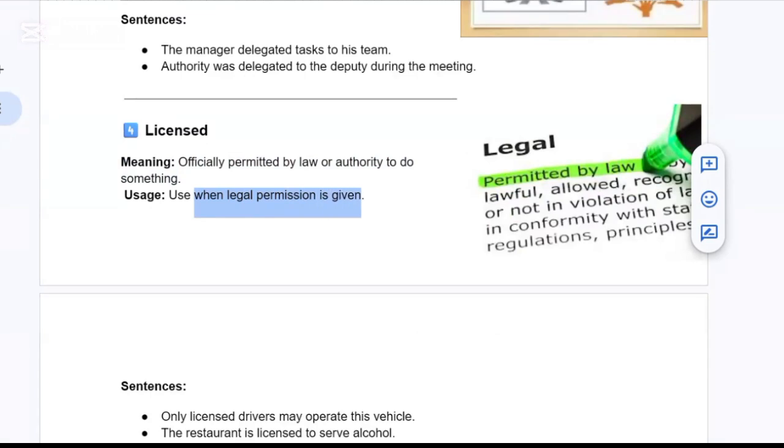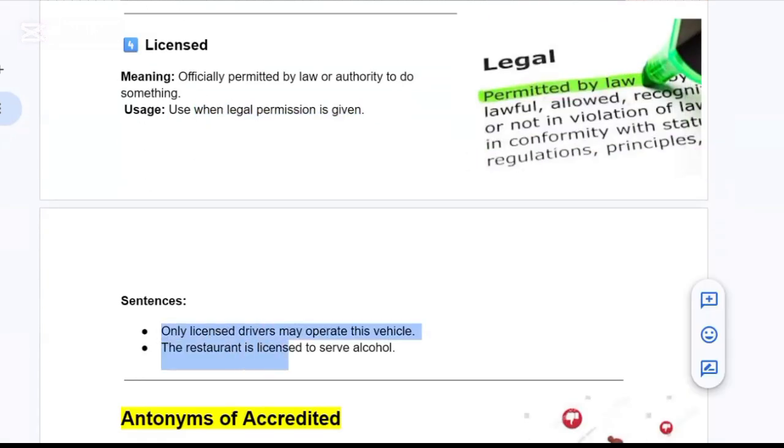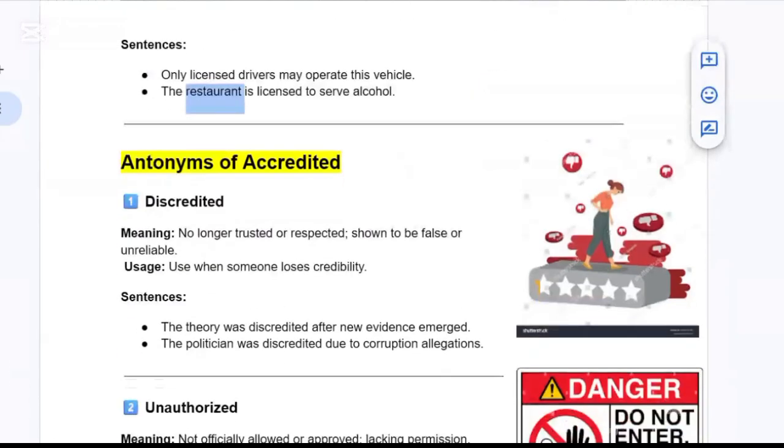Licensed: officially permitted by law or authority to do something. Used when legal permission is given. Only licensed drivers may operate this vehicle. The restaurant is licensed to serve alcohol. Means the restaurant is allowed to serve alcohol.